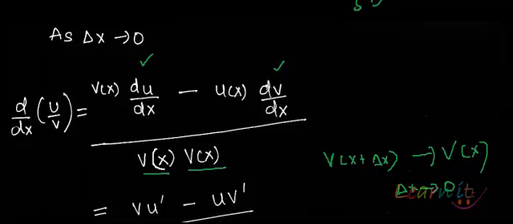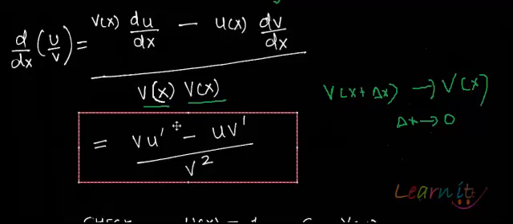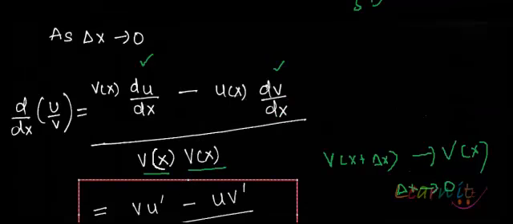In short, we call it the quotient rule, and we portray it as the following: (vu' minus uv') upon v squared gives me my quotient rule. Some applications of it we will be looking into in the next lecture, next video, and also the chain rule.